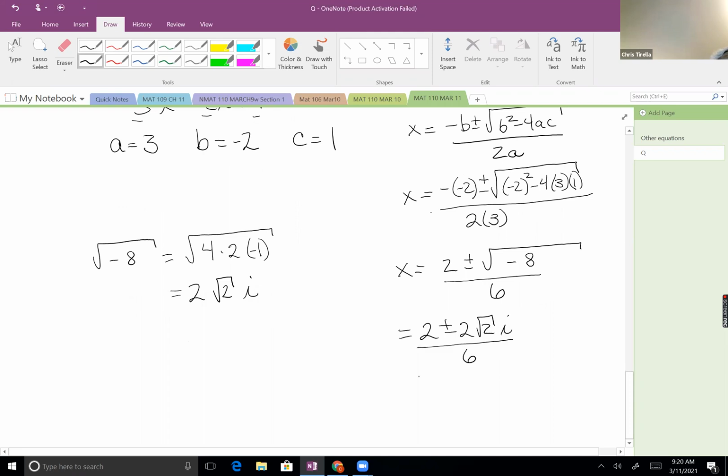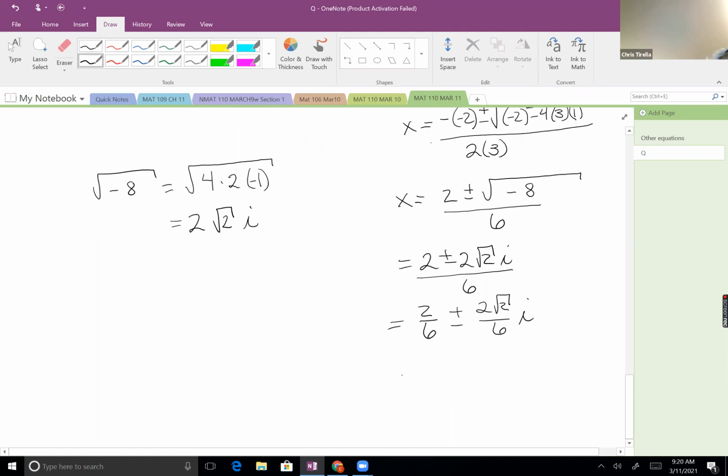Let's separate the real part, 2 over 6, from the imaginary part, 2 radical 2 over 6 times i. And then let's reduce those fractions so that we get 1/3 plus or minus radical 2 over 3i. So as a solution set, we'd have 1/3 plus radical 2 over 3i. And we'd also have 1/3 minus radical 2 over 3i.